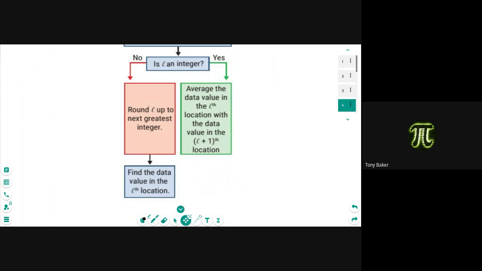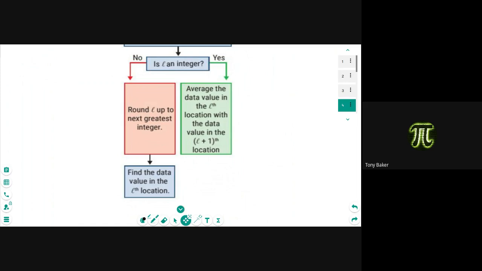So if it's an integer, we're taking that number and the next one, adding and dividing by 2. If it's not an integer, if it has a decimal in it, you're always going to round up and take that number.